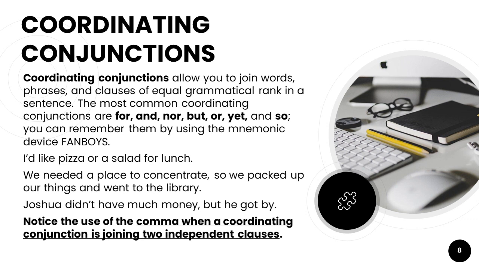Notice the use of a comma when a coordinating conjunction is joining two independent clauses. The comma separates the two independent clauses. That's why we are using conjunctions. This is also the symbol that we are using conjunctions. Okay? So now, let's proceed.